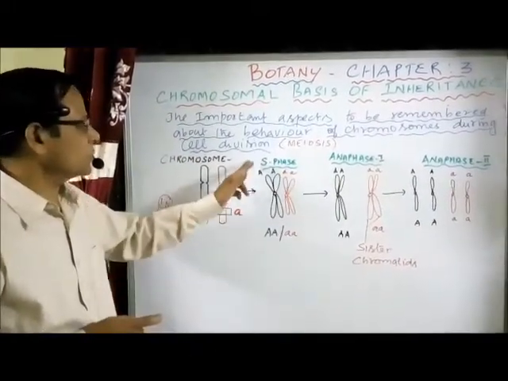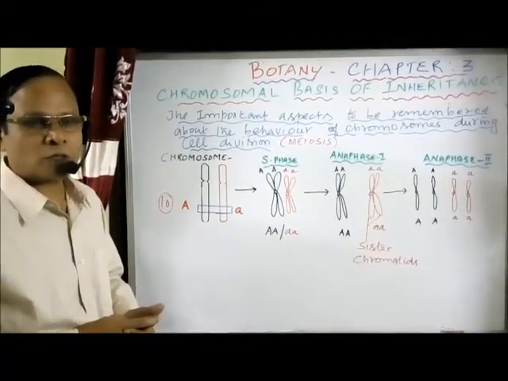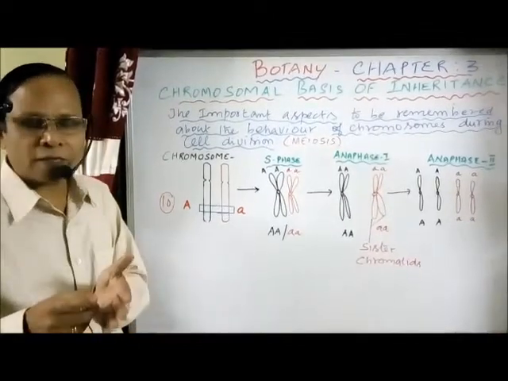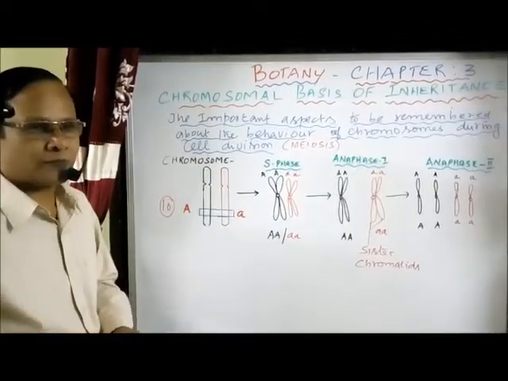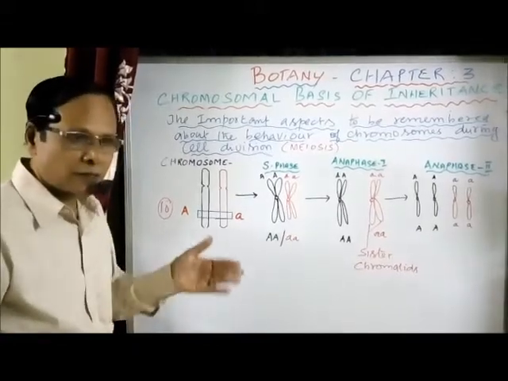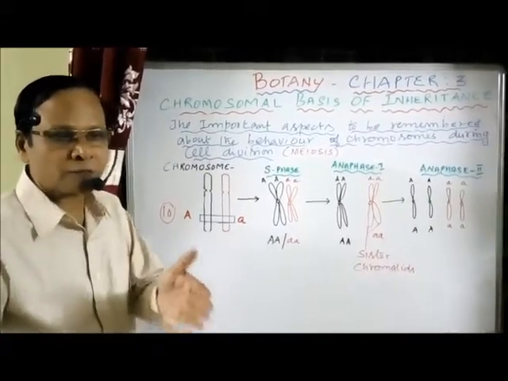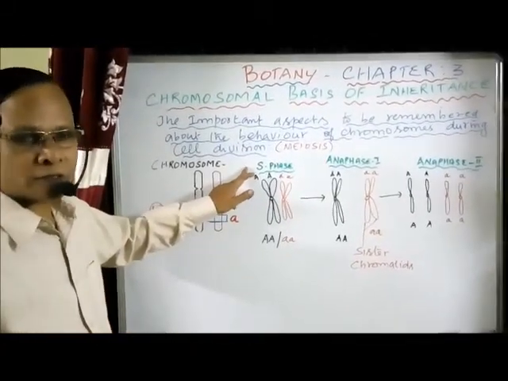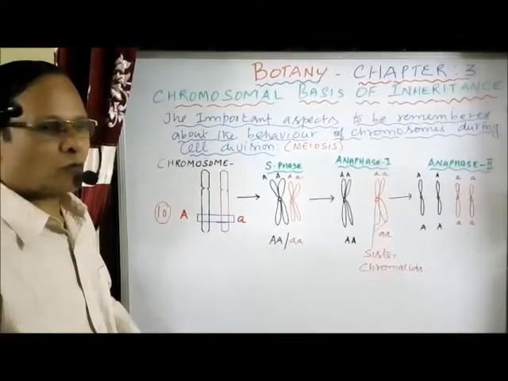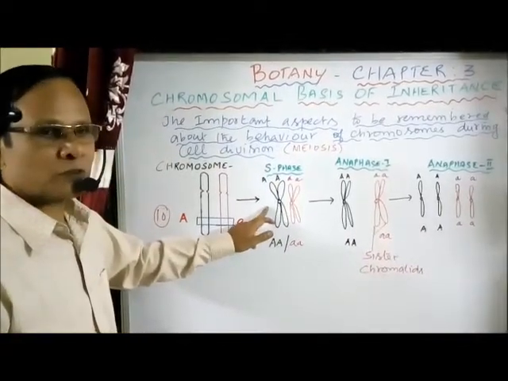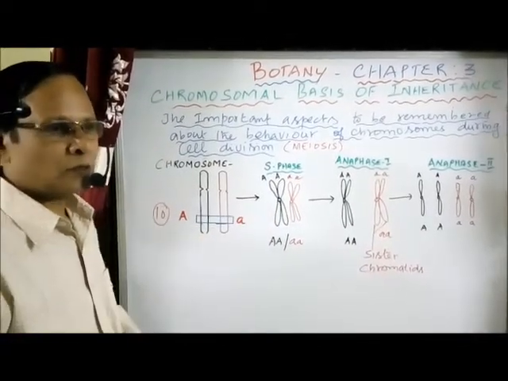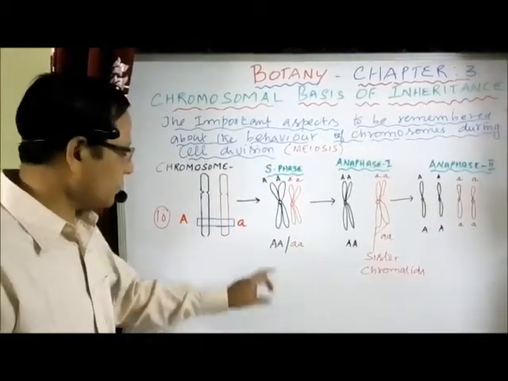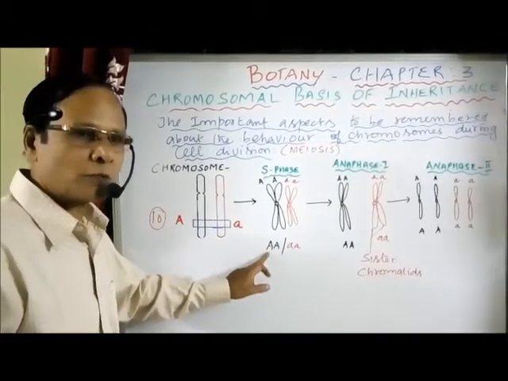Now the second point: during the S phase of interphase, the synthetic phase, the replication process takes place. The replication process occurs only during the S phase of interphase. So during interphase of meiosis, each chromosome duplicates or replicates, forming two copies of each gene, that is, two copies for each allele.